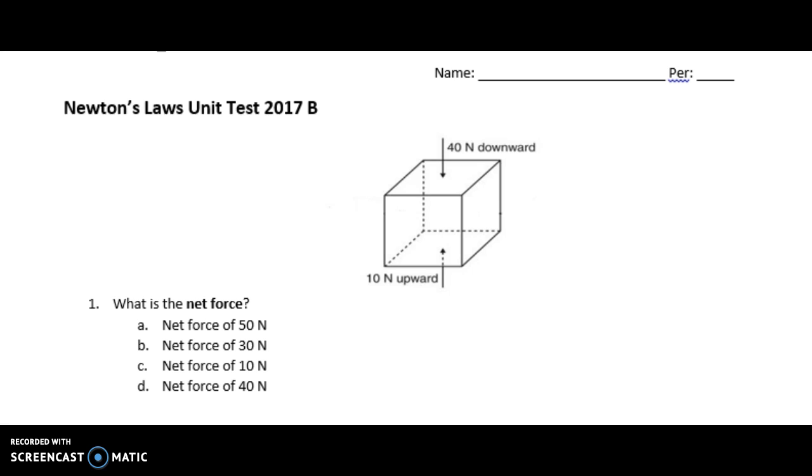Number 1. What is net force? The picture says 40 newtons downward, 10 newtons upward. What is the net force? A. Net force of 50 newtons. B. Net force of 30 newtons. C. Net force of 10 newtons. Or D. Net force of 40 newtons.